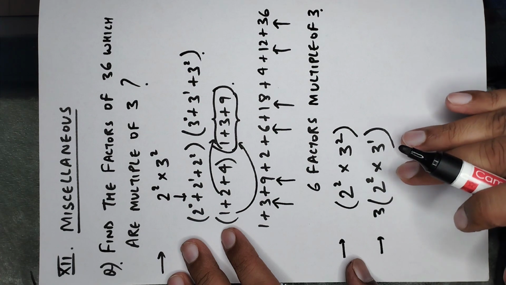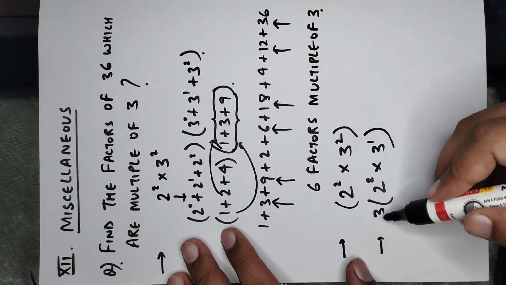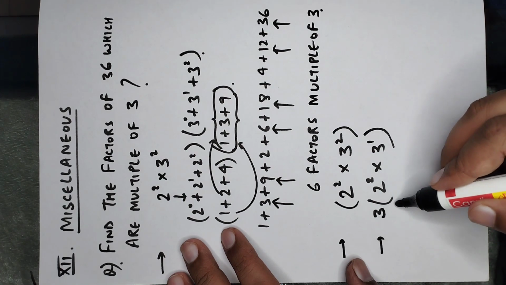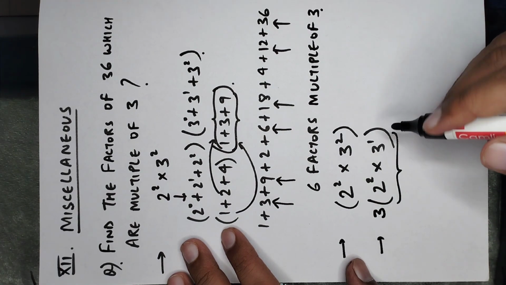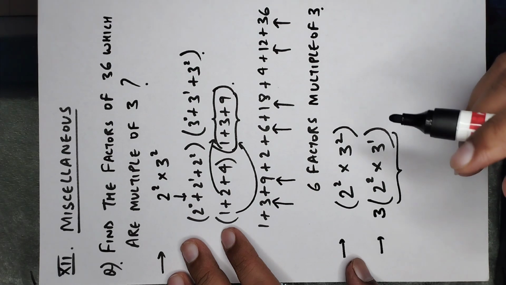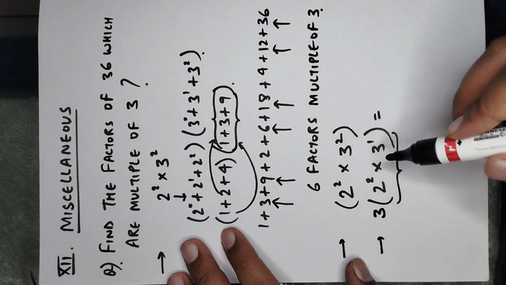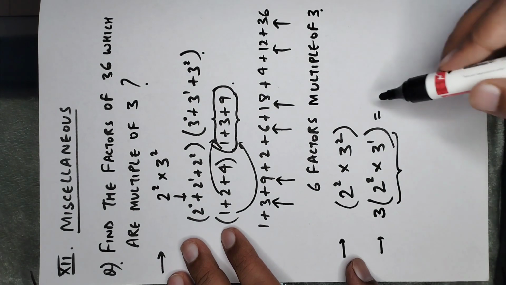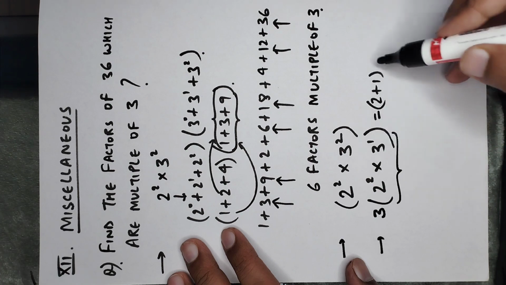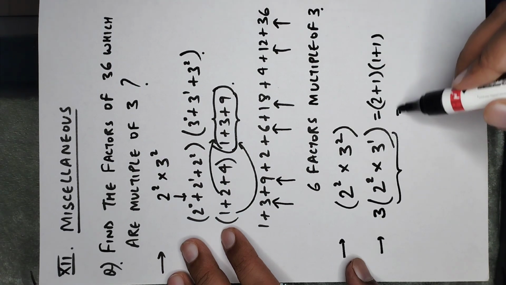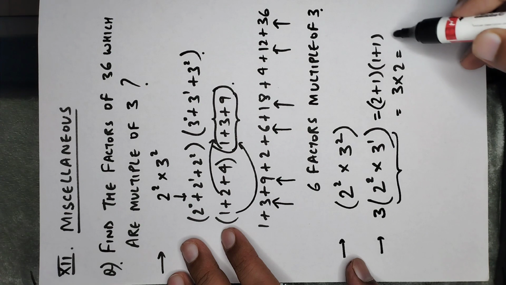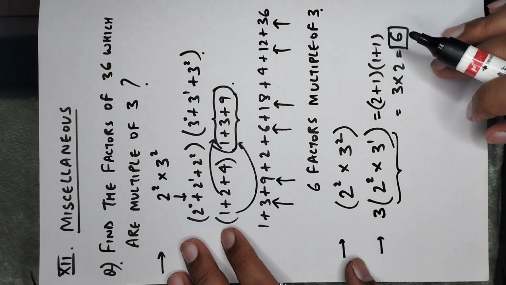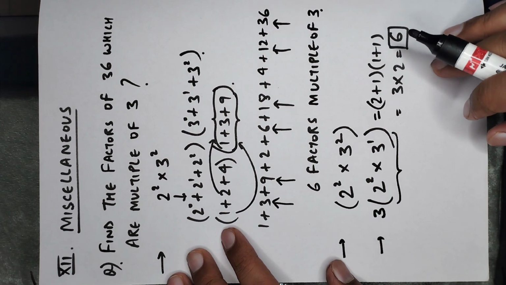Now whatever is left inside the bracket, after taking the desired number common, you have to follow the same process as we follow in finding the number of factors. That is, we simply have to add 1 in their respective powers and then multiply them. I can say this 2 plus 1 and then this is 1 plus 1. So this is equal to 3 multiplied 2, that is 6. So I can say that there are total 6 factors which are the multiple of 3 in case of 36.